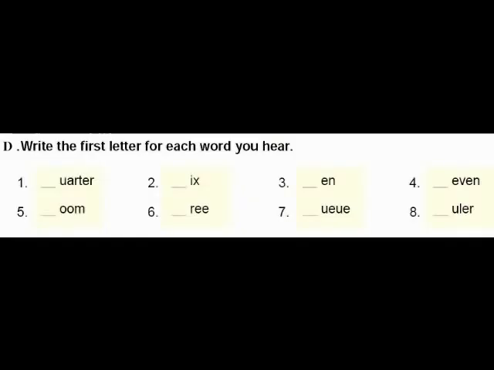Task D. Write the first letter for each word you hear. 1. Quarter. 2. Six. 3. Ten. 4. Seven. 5. Room. 6. Tree. 7. Q. 8. Ruler.